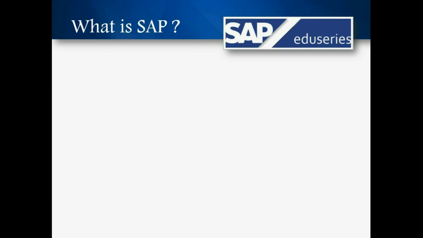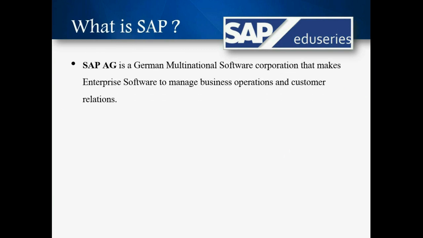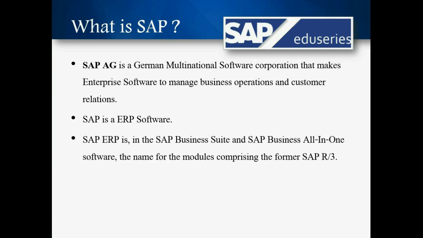Let's start with what is SAP? SAP AG is a German multinational software corporation that makes enterprise software to manage business operations and customer relations. SAP is an enterprise resource planning (ERP) software. SAP ERP is, in the SAP Business Suite and SAP Business All-in-One software, the name for the modules comprising the former SAP R3.